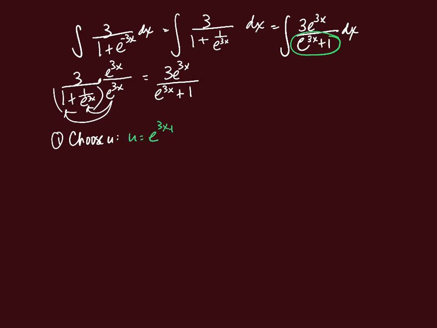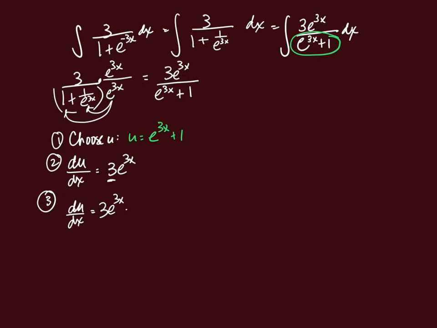Oops. Got a little carried away there. e to the 3x plus 1. Then that derivative is 3e to the 3x, right? Because the derivative of e to the 3x is e to the 3x times the derivative of 3x. So that's where that 3 comes from. And then plus 0. So then du over dx, I'm going to solve for dx. So I'll multiply both sides by dx. Then divide both sides by e to the 3x. And that's what I get, right?